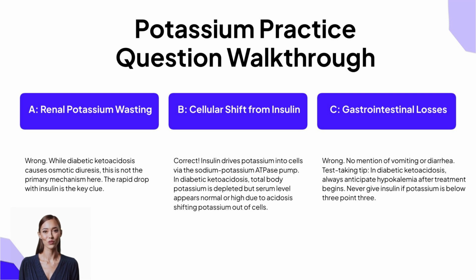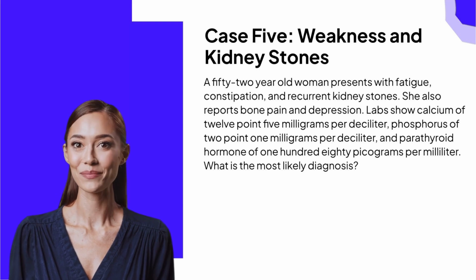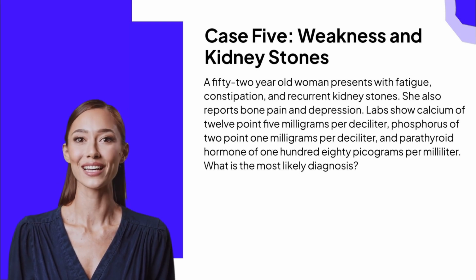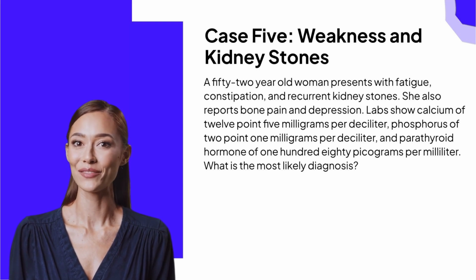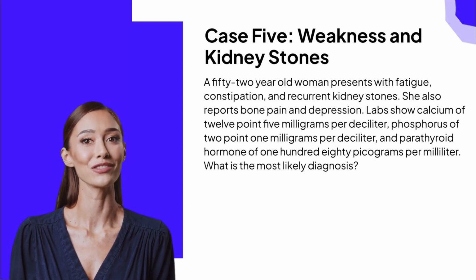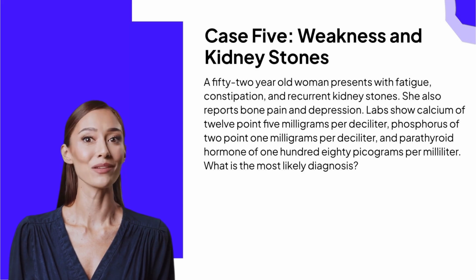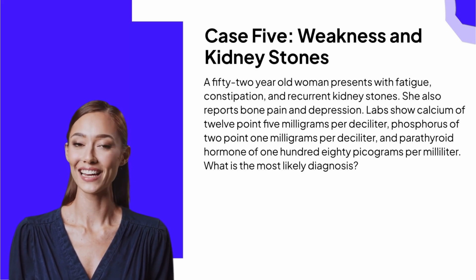Test-taking tip. Always anticipate hypokalemia after starting diabetic ketoacidosis treatment. Never give insulin if potassium is below 3.3. Case 5. A 52-year-old woman has fatigue, constipation, recurrent kidney stones, bone pain, and depression. Calcium is 12.5, phosphorus is 2.1, and parathyroid hormone is 180.